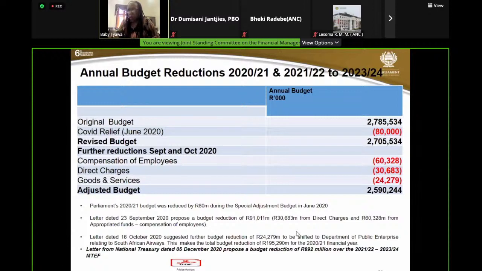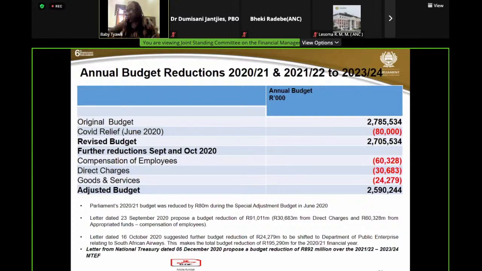We've had deductions on reduced baseline budgets, and that slide just indicates to members that we do have a massive challenge in the next MTEF in terms of the proposal of the National Treasury letter, which was received on the 5th of December. After the deductions were made in June, where the minister came to table a special adjustment budget, Parliament had already been reduced by those amounts as shown, 80 million of which came from various sections. Compensation of employees was 60 million. Direct charges, which obviously come directly from the National Revenue Fund, we don't hassle much about, but the goods and services and compensation of employees are the most worrying.